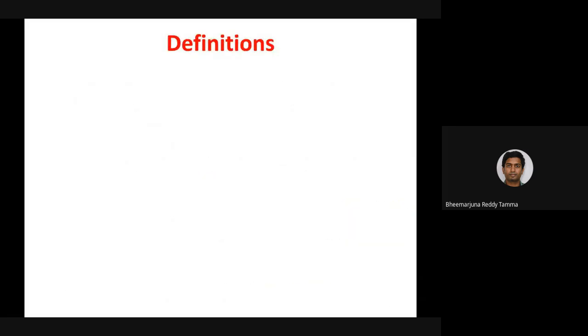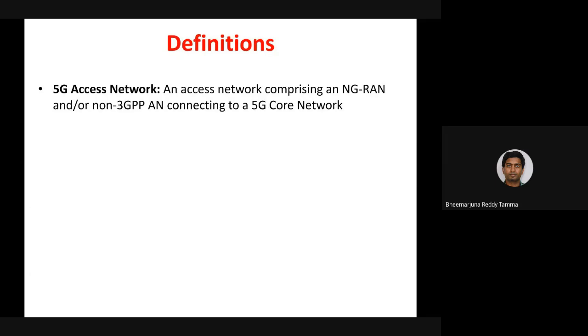Let's look at a few more definitions in the context of NG-RAN. First one is the NG access network. As the name says, it provides radio access by using NG-RAN, or we can also have a non-3GPP access network like Wi-Fi connecting to the 5G core network. So that is called the access network.